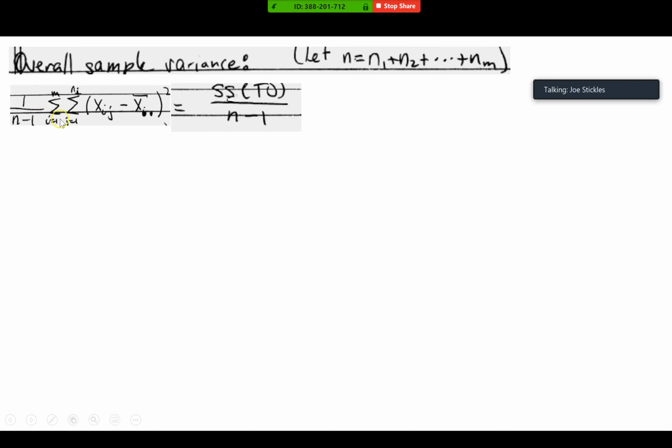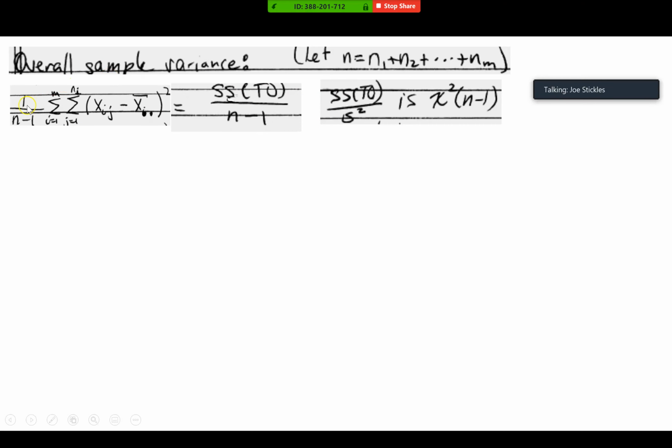We refer to this double sum without the n minus 1 in the denominator as the total sum of squares. That's what the TO stands for, total, and the SS is sum of squares. So SSTO is the total sum of squares, without the n minus 1 piece. All right. It's a sample variance.